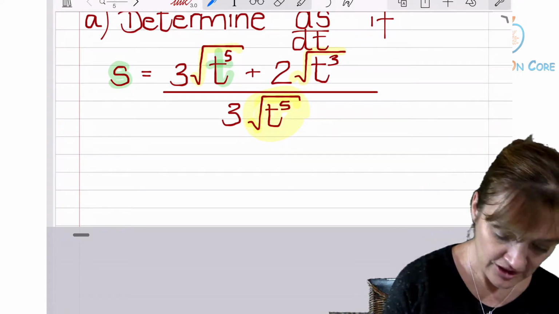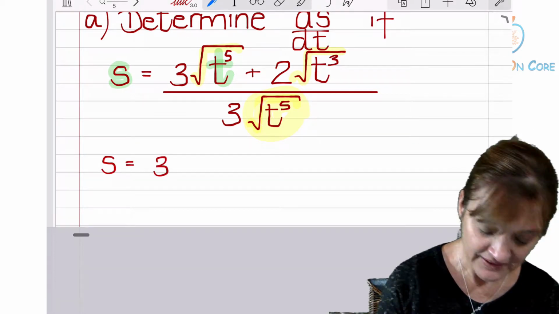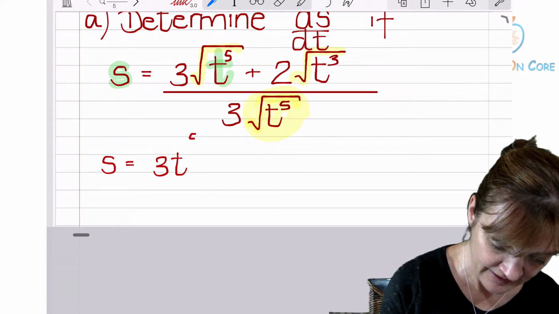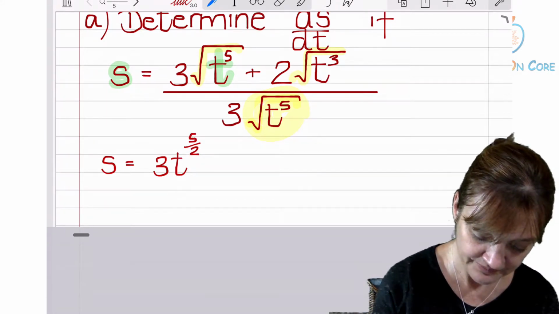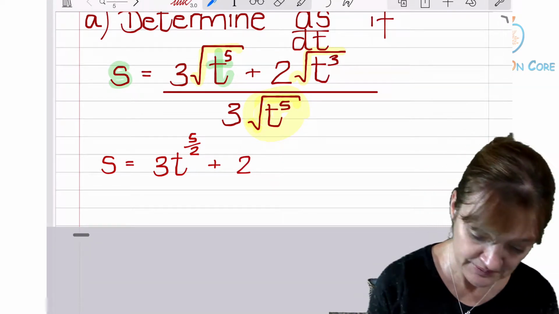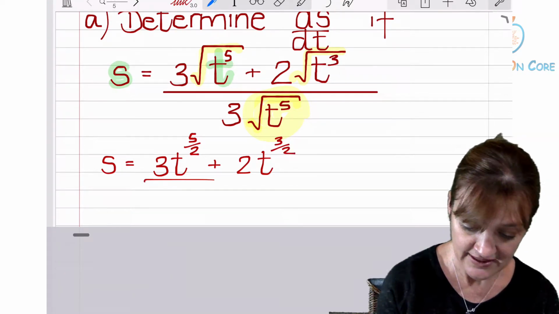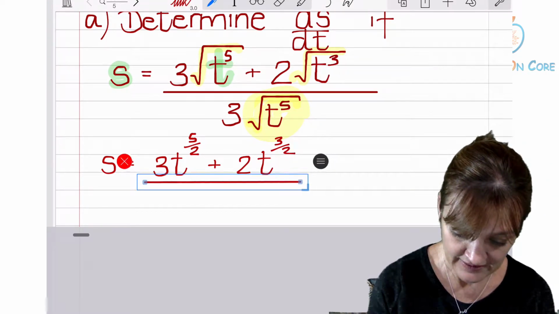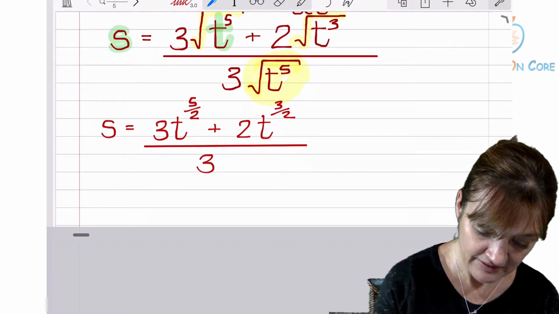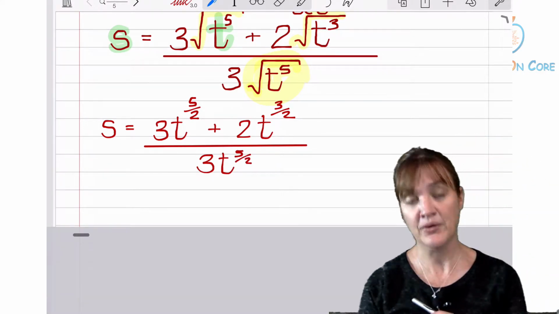Then, okay, so let's actually start with that. I've got s is equal to, so instead of the square root of t to the 5, do you agree with me? We can write that as t to the 5 over 2. Then I've got 2. Instead of the square root of t cubed, I'm going to say I've got t to the 3 over 2, all right? And that's over 3, and then I've got t to the 5 over 2 again, all right?